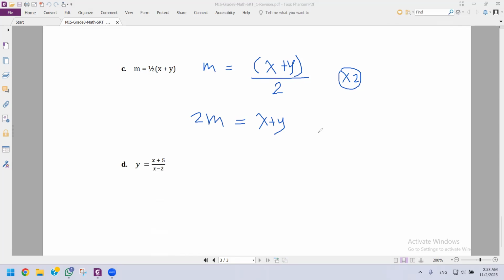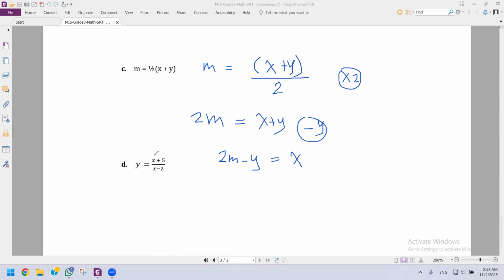Now, is x alone? No. What do I have next to it? Plus y. Do the opposite, minus y. So what do I have? 2m minus y is equal to x. We can write in the left, x is equal to 2m minus y. Okay, next, the last one.